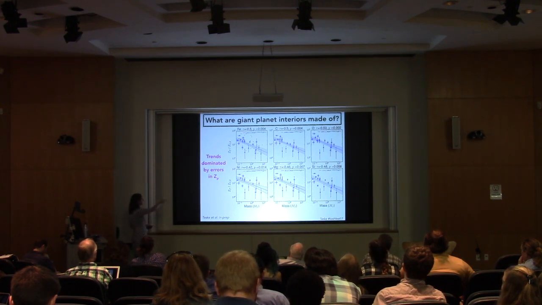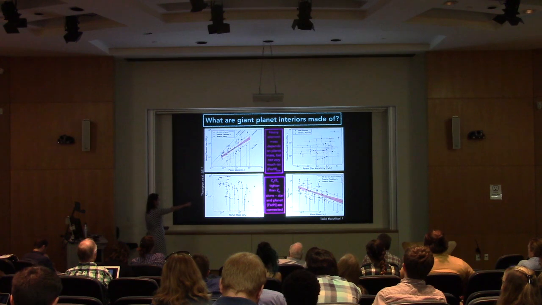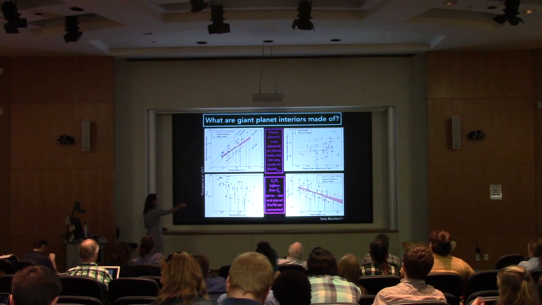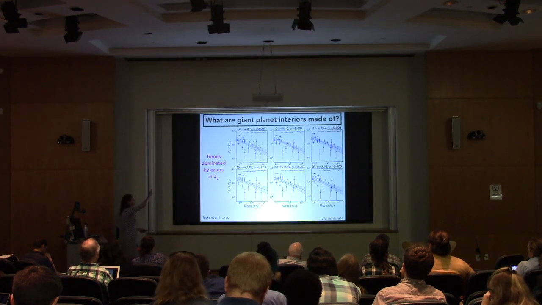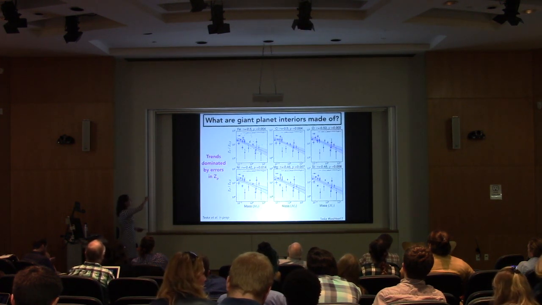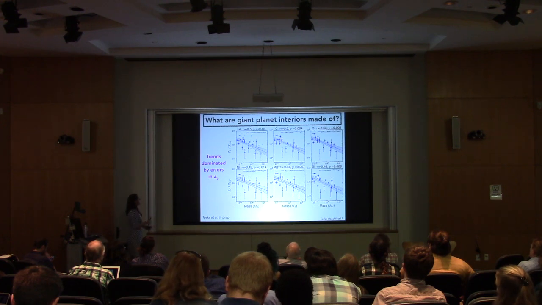So we can make similar plots as the one that I just showed down here, ZP over Z star, but instead of calculating it based on iron in the star, we can calculate it based on different elements, which I've shown here at the top. You can just ignore the numbers for now.